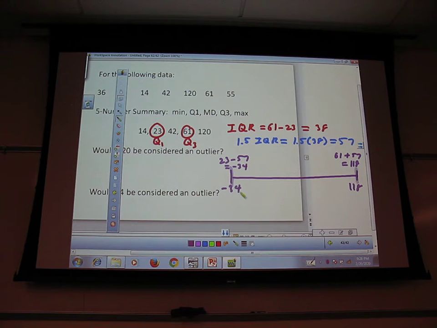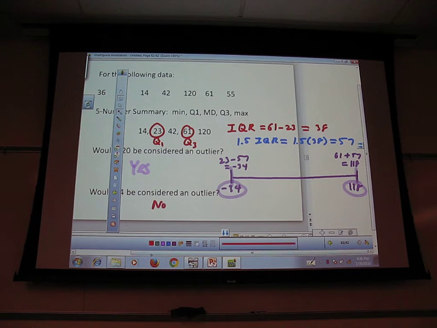Make sense? Is 120 an outlier? Yes, you got 118 now. So yes, because it's more than 118. Is 14 an outlier? No, because it's right inside of this range.